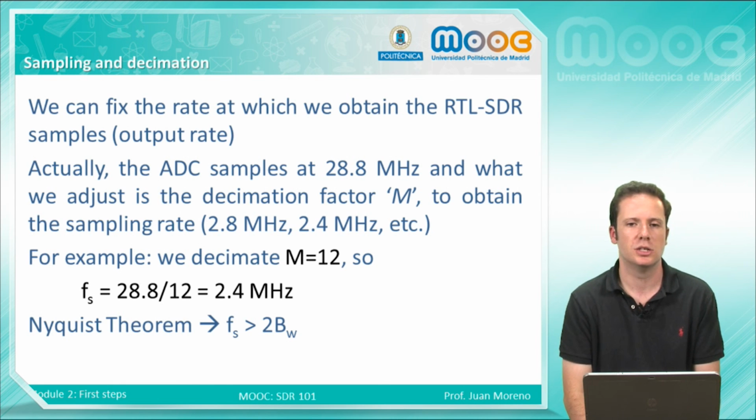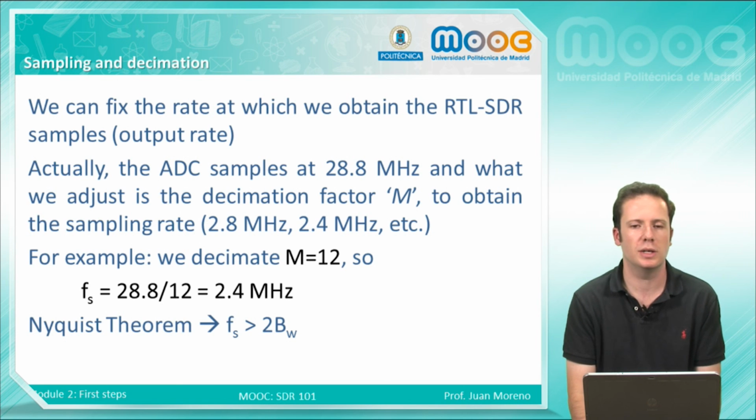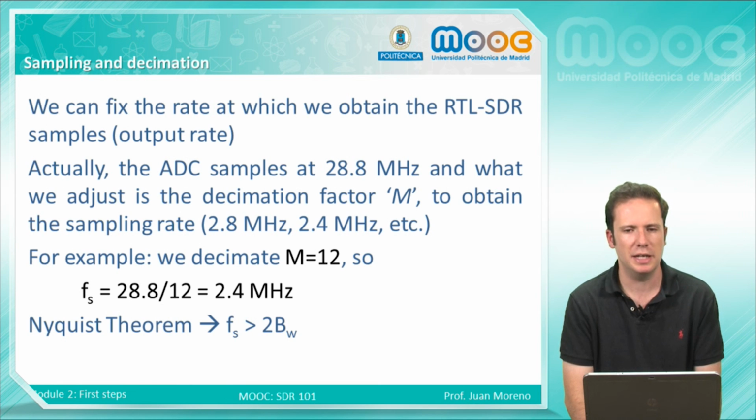So for example, if we want a sampling frequency of 2.4 megahertz, we will have to decimate with an M factor equal to 12. So if we divide 28.8 by 12, we will have the desired sampling frequency of 2.4 megahertz. And remember always the Nyquist theorem, where you need to sample at a rate twice the bandwidth of the signal.